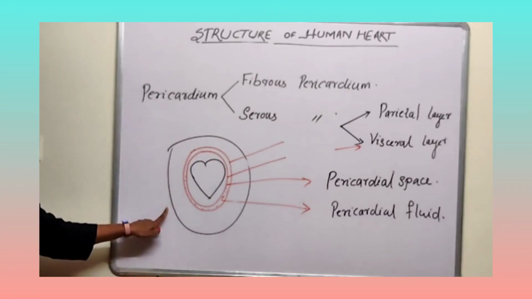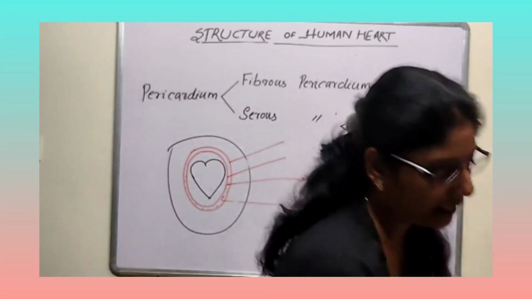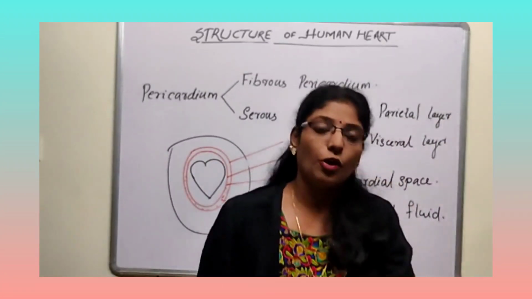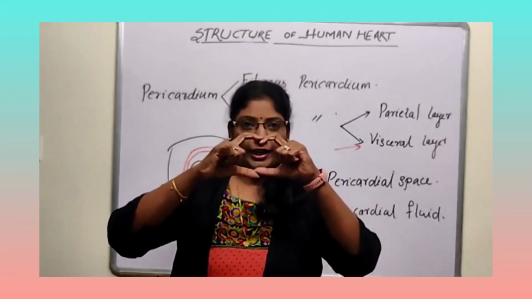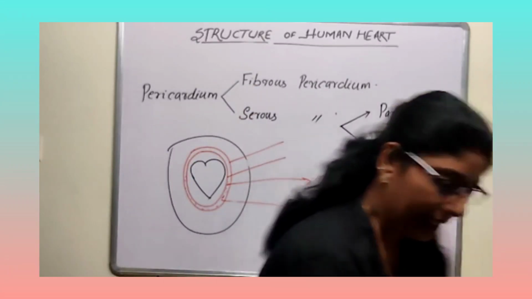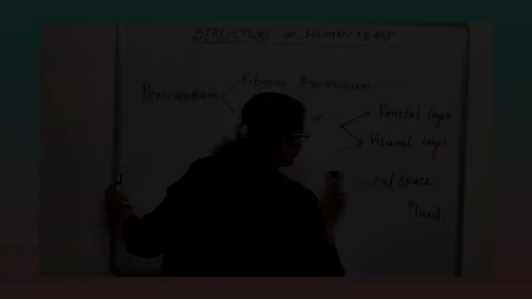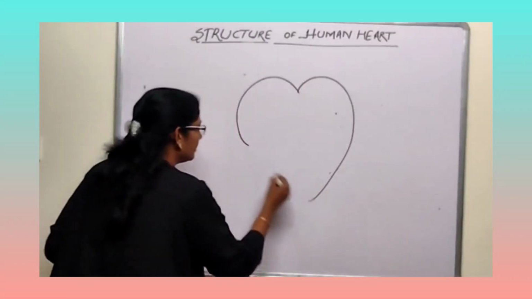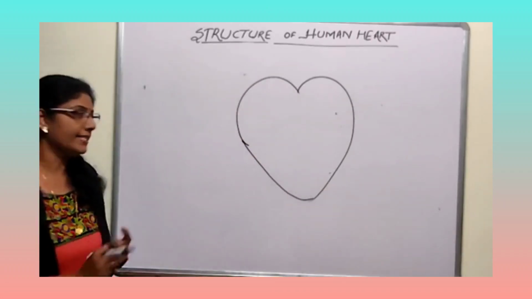Understood this much? Now we will see the wall of the heart. You already studied that the heart is a hollow organ, so it has a wall. The wall of the heart is made up of three layers.